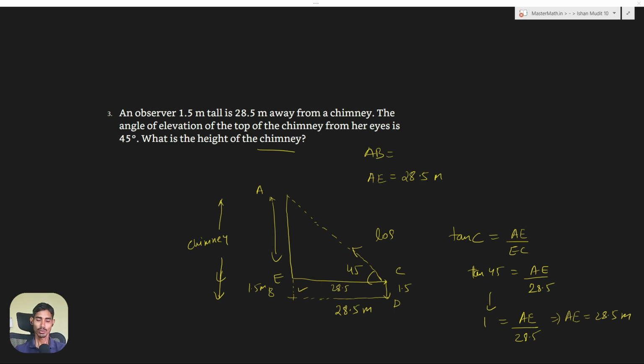No. So A is 28.5. So Ishan, what would be AB, height of chimney?